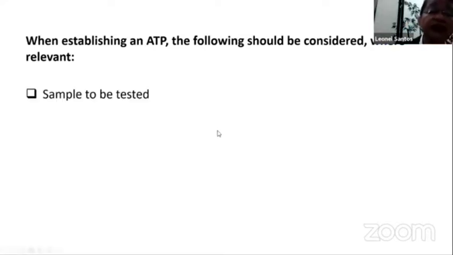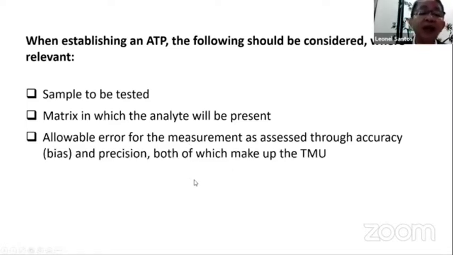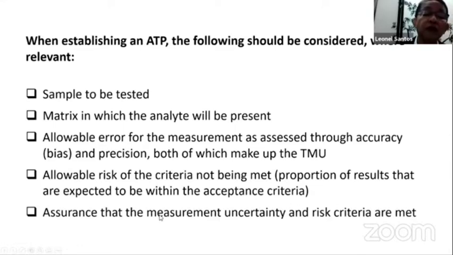So when you're establishing the analytical target profile, it's important to consider the sample to be tested, the matrix in which the analyte will be present, and the allowable error for the measurement as assessed through the accuracy and precision. These are the ones that make up the target measurement uncertainty. Also, the allowable risk criteria that are not being met. And then finally, assurance that the measurement uncertainty and risk criteria are met. So those are the things about the ATP.